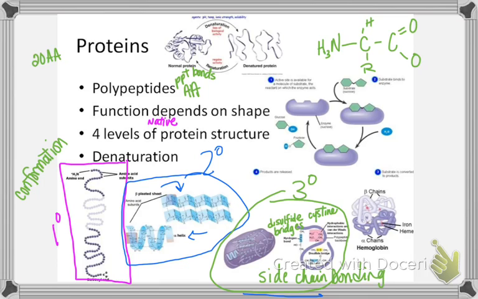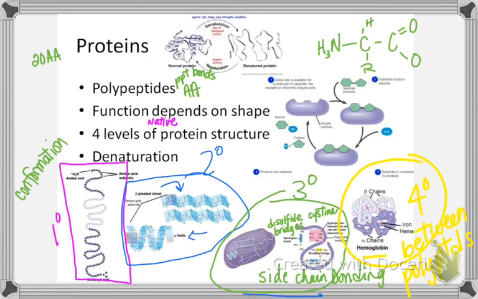And then quaternary structure results from interactions between several polypeptide chains. These are between the actual polypeptide chains. So like hemoglobin, there's 4 different chains that have to fold together to make the protein.